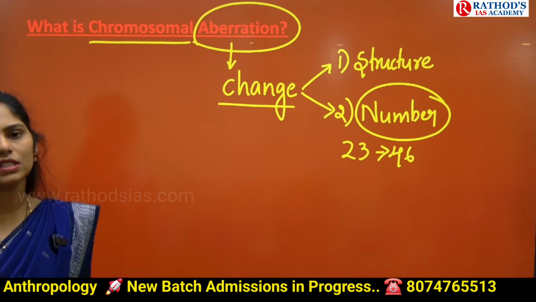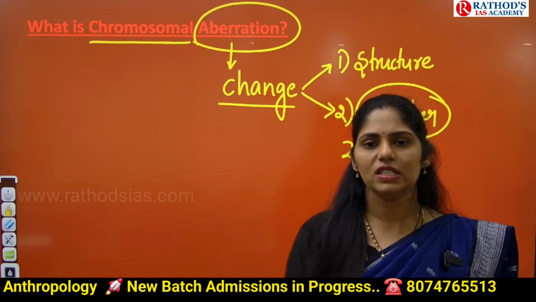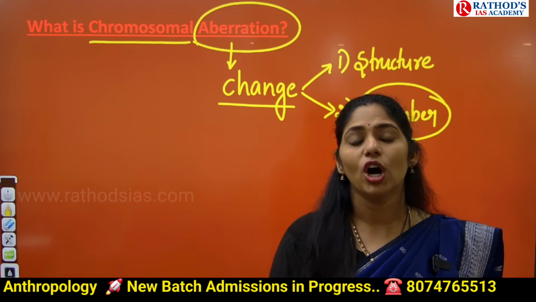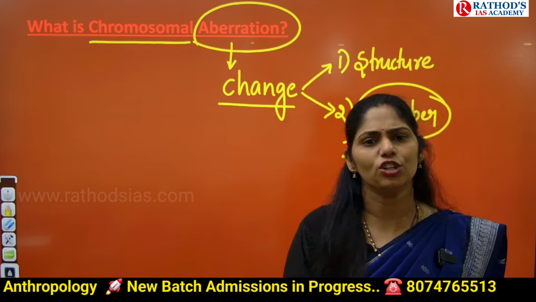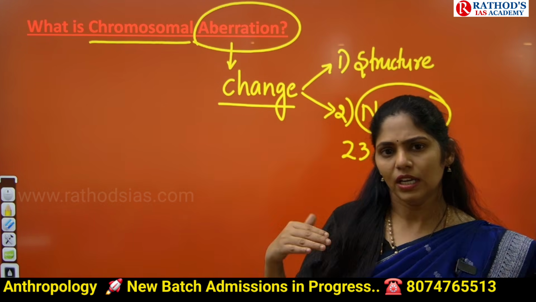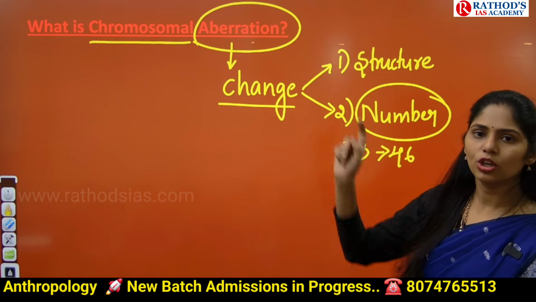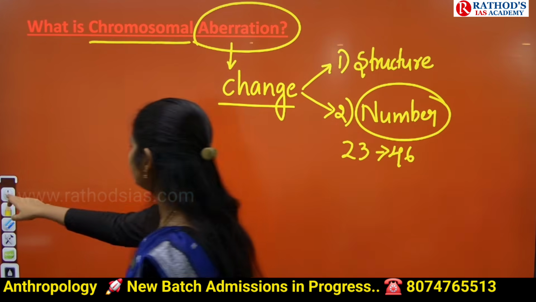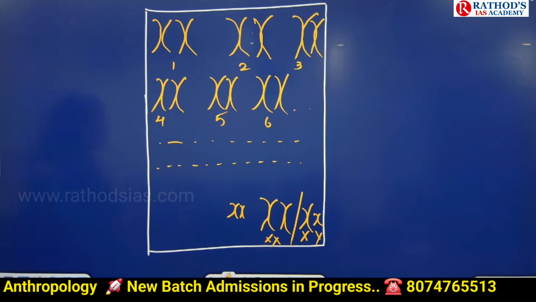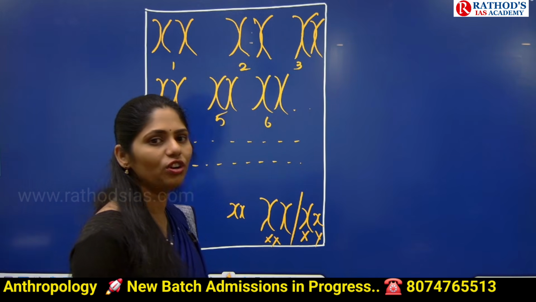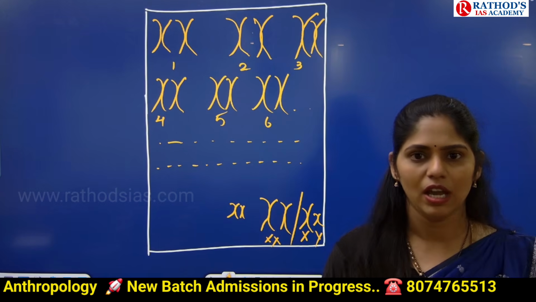But why does this aberration, or this change, happen? Whenever there is incomplete division, or deletion of DNA or deletion of a gene, or any other reason like mutation, it can cause this chromosomal aberration. Okay, now let us see the classification. In this class, I will be showing you the classification of numerical chromosomal aberration. I will not be dealing with structural aberration.